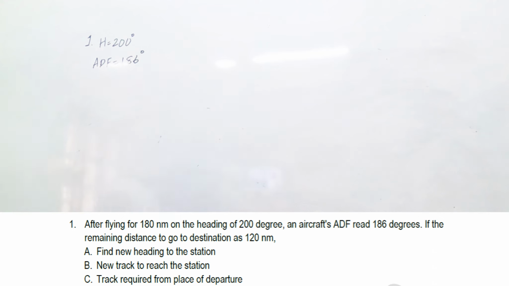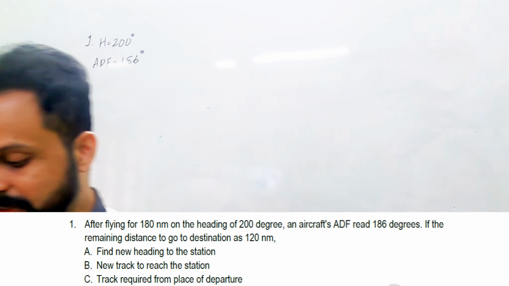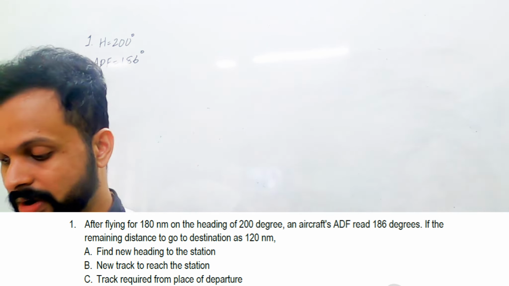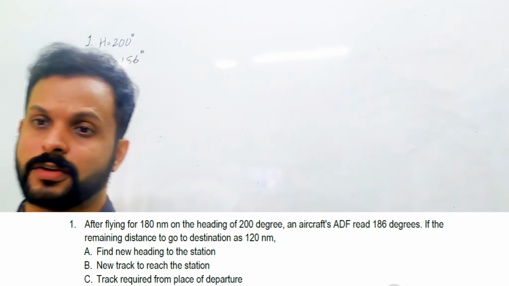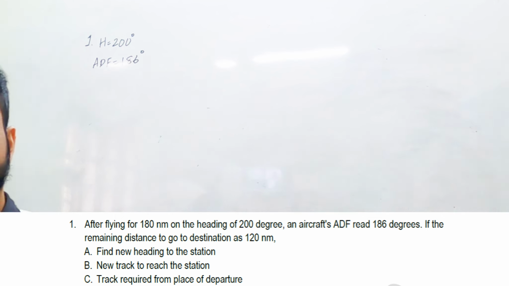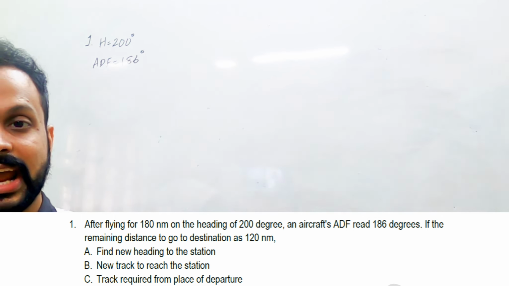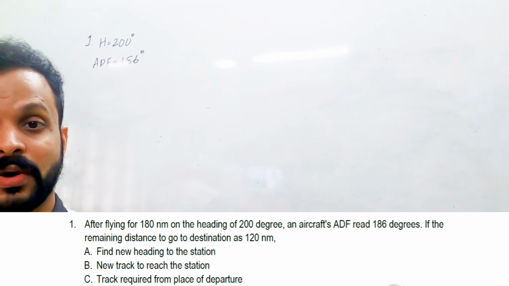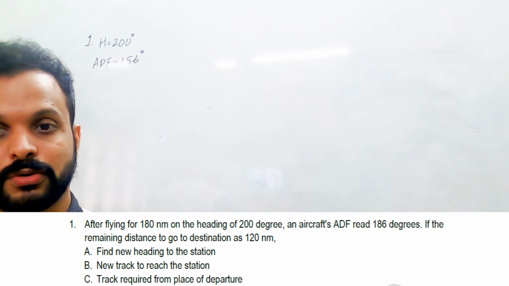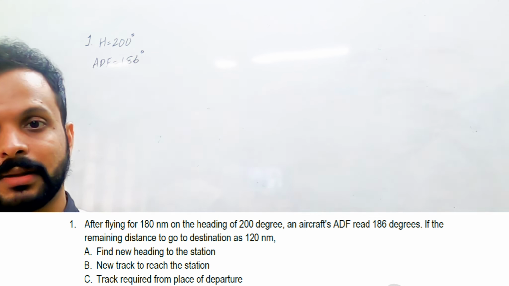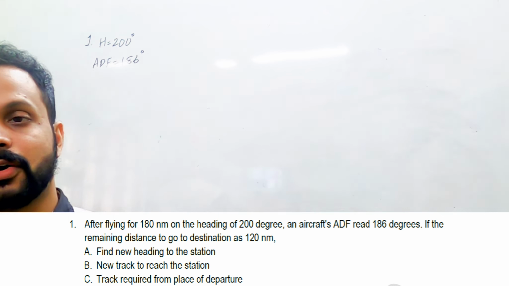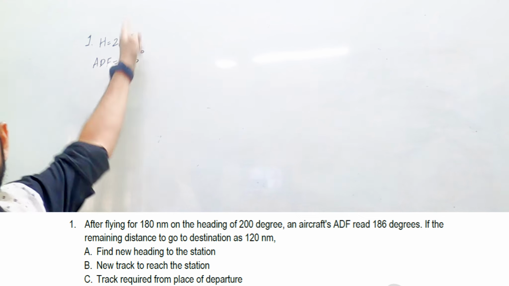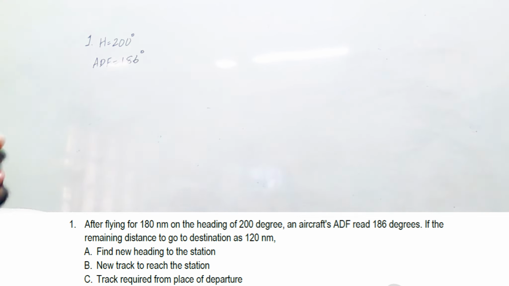186 degrees. If the remaining distance to go to destination is 120 nautical miles, you're asked to find a series of values here. So what is the total distance to cover? It has already covered 180 nautical miles, and there is a further 120 nautical miles, bringing it to around a 300 nautical mile journey. So after traveling 180 nautical miles on a heading of 200, the pilot realized that its ADF is reading 186 degrees, right?